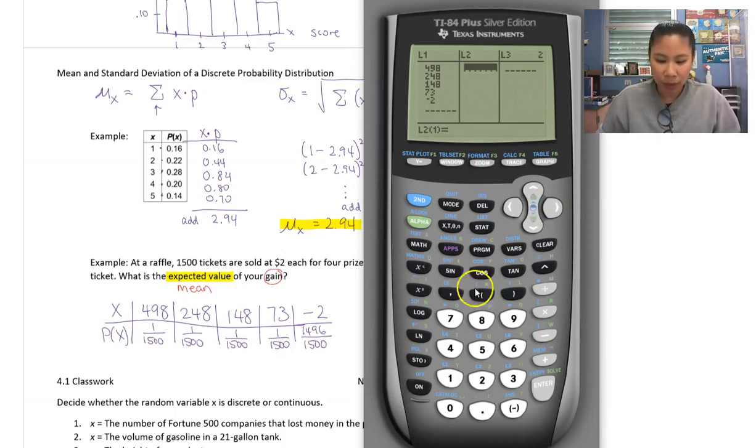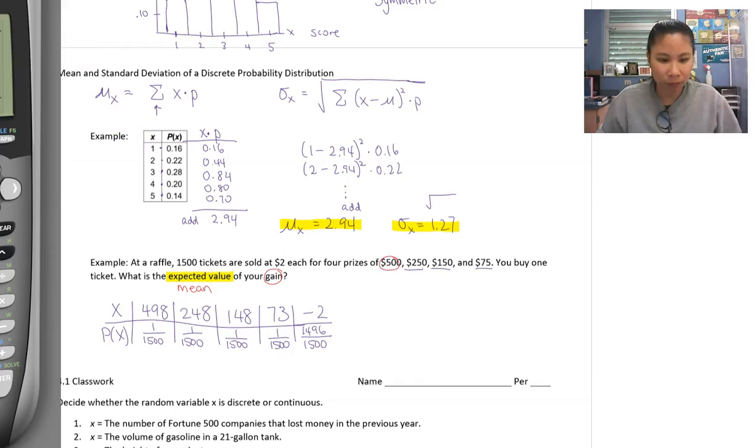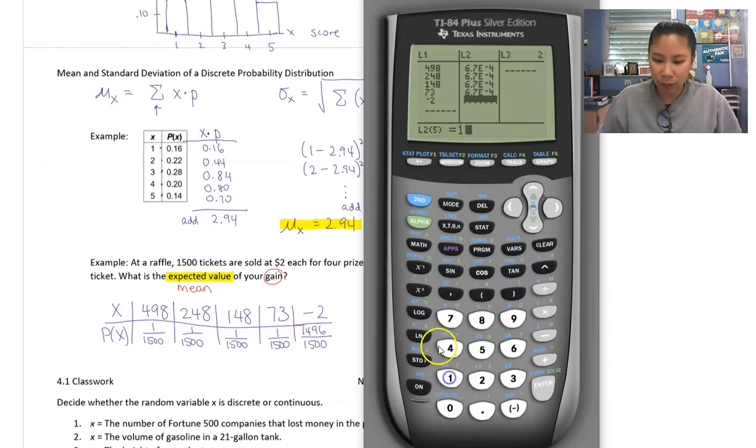And then our probabilities, I can actually type it in as a fraction, 1 over 1,500. Your calculator will convert it into a decimal. If you ever see the E, this is scientific notation, so just let the calculator do its thing. So 1 over 1,500 again. And the last one was 1,496 out of 1,500.